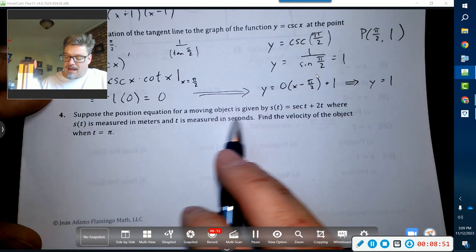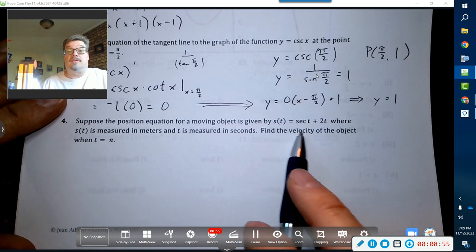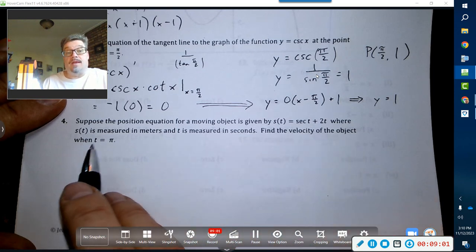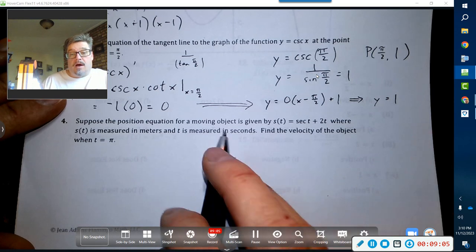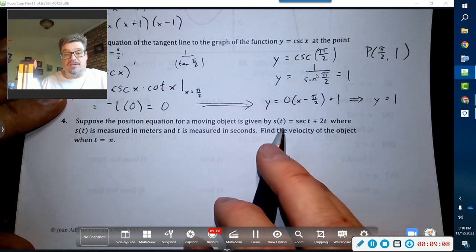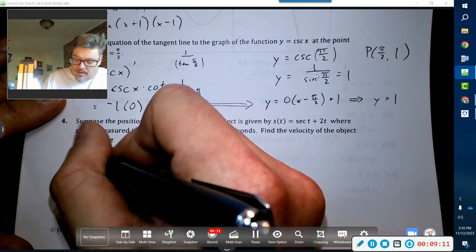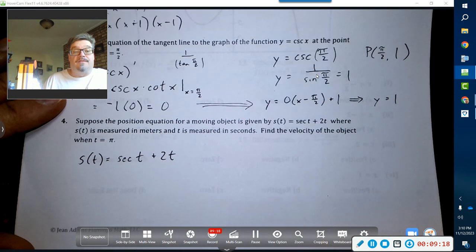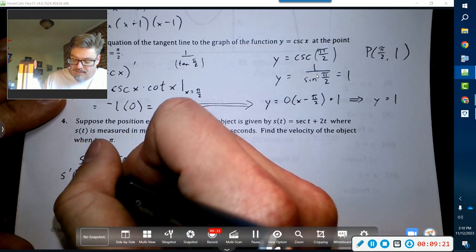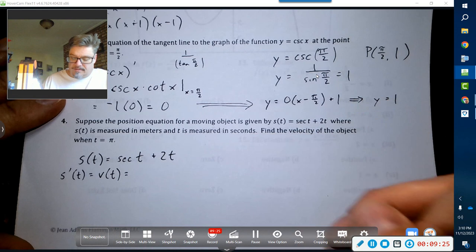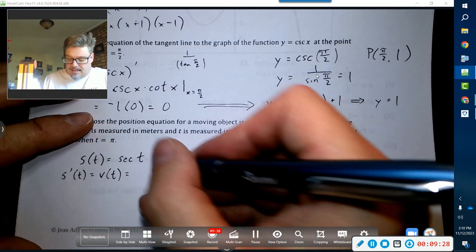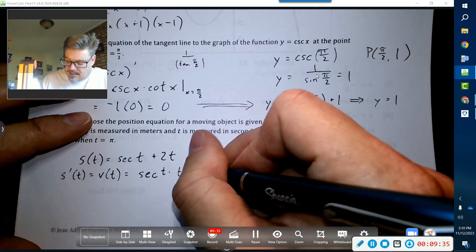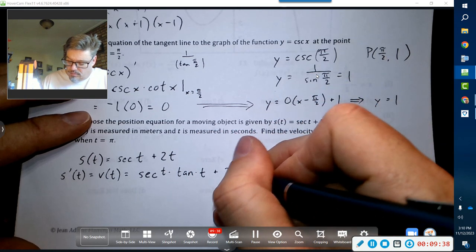Suppose a position equation for a moving object is given by s of t, so that's the original function, where s of t is measured in meters and t is measured in seconds. Find the velocity of the object when t equals pi. No problem. We know that the velocity equation is the first derivative of the position function. So the position is secant t plus 2t, and v of t comes from taking the derivative of the original function. The derivative of secant t is secant t times tangent t, plus 2.